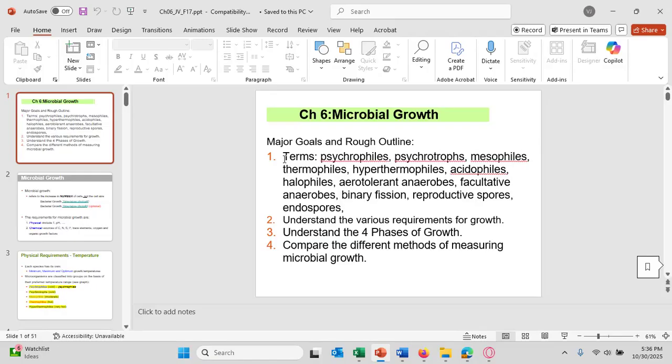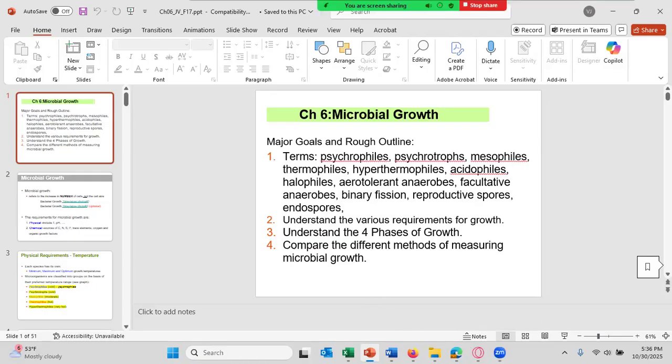All right, 2, understand the various requirements of cells for growth. 3, understand the phases of growth. And then 4, compare the different methods we have of measuring microbial growth. Any question about any of this?